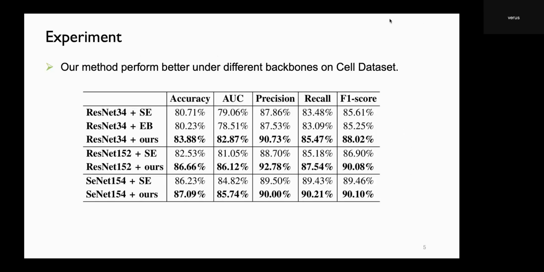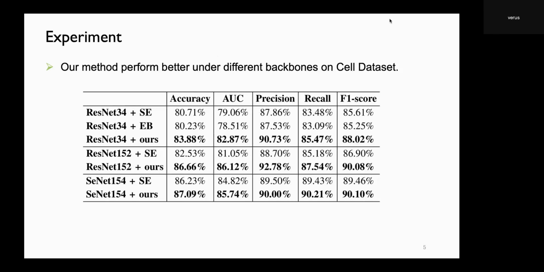Then let's move to the experimental analysis. Here we compare our method with traditional ensemble methods on 2 datasets to show the novelty of our method. This table is the result on the blood cancer dataset. SE is short for simple ensemble, in which we average 3 models trained with all training data.